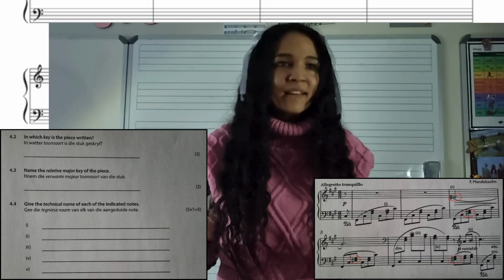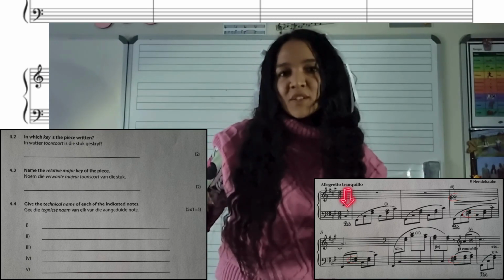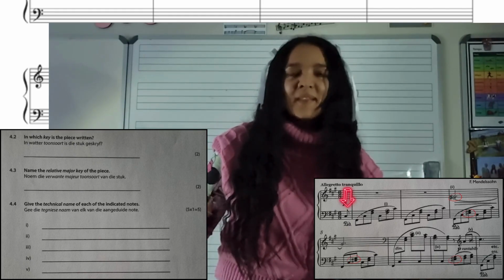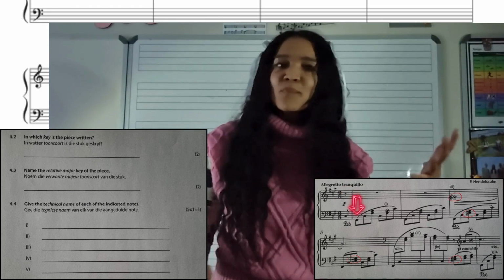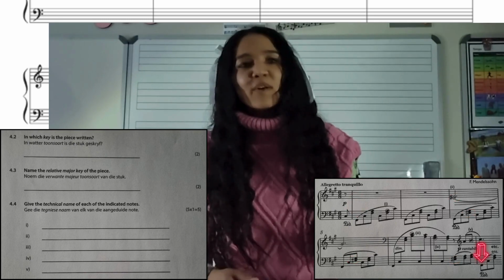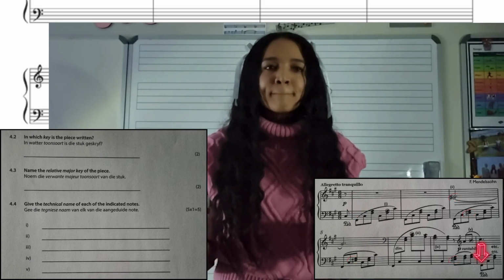We do see that the extract starts on an upbeat C sharp, which is the dominant of F sharp, and then the very first bar starts on a low F sharp. Our very last bar in the extract also starts on a low F sharp in the bass clef, so F sharp minor. That is basically a given to us, so we can write that down.